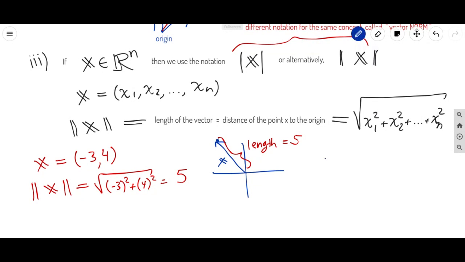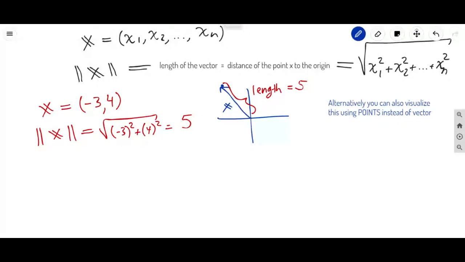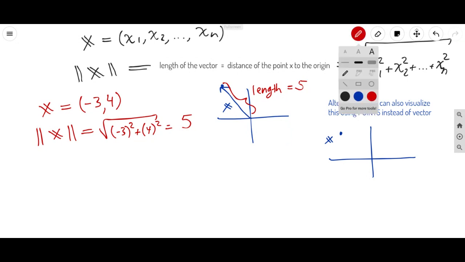Alternatively, you can also visualize this using points instead of vectors. If you want to use a point visualization, the picture will look a little bit different. You would have your axes, and then you have x representing the point, and then what does 5 represent? Instead of representing length, it just represents the distance to the origin, which is at (0, 0).